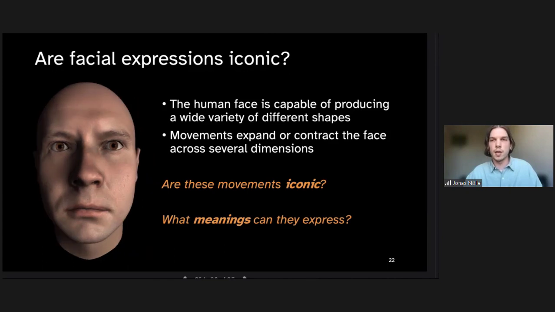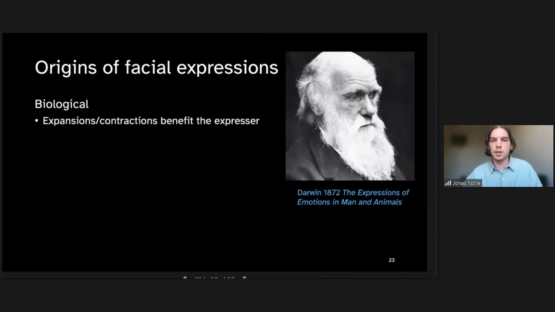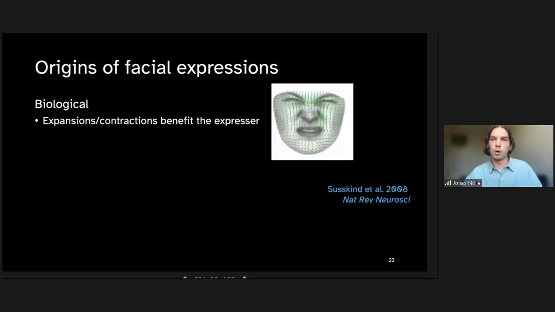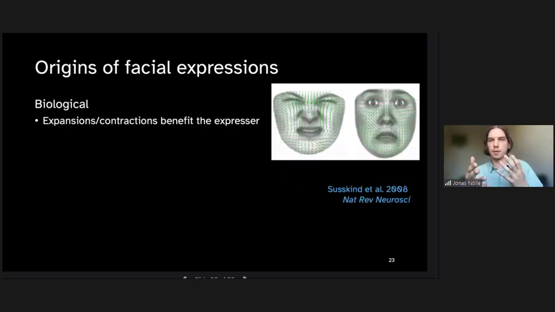And according to Darwin, these movements of contraction and expansion initially evolved to benefit the expressor. So that, for example, closing the face would protect against contaminants from the environment, or opening up the eyes and mouth, for example, in this fear expression, would increase the visual field and oxygen intake, also as a protective measure. And then given the high visual salience, his theory was that these face movements would later evolve into signals for social communication, because they're grounded in the sensory real world and really salient.